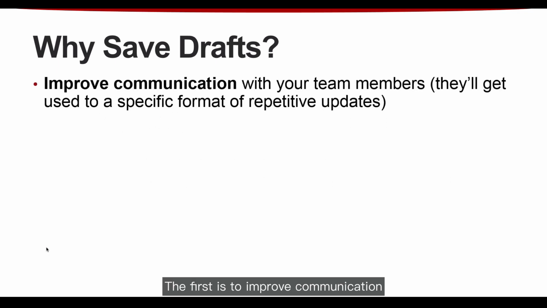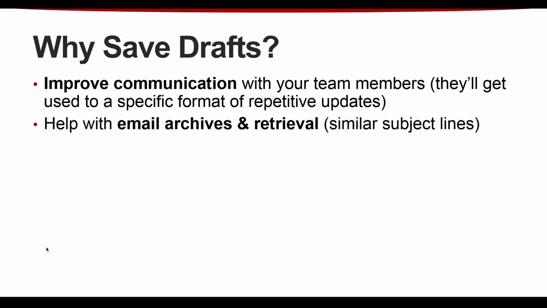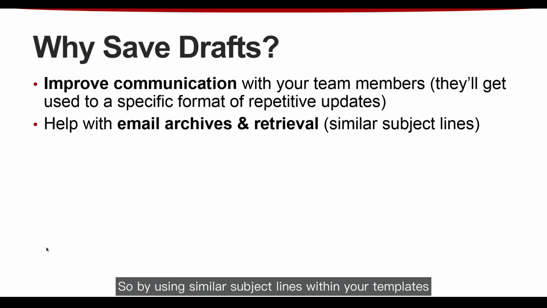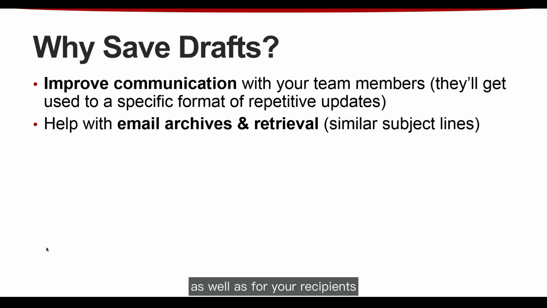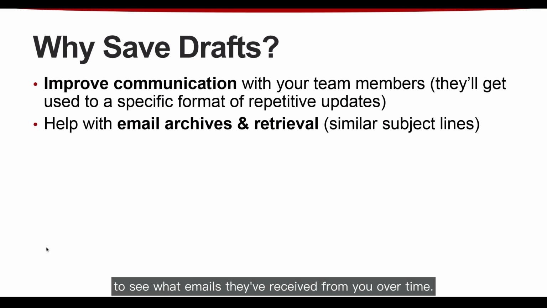The first is to improve communication with your team members, and that's because they'll get used to a specific format of repetitive updates and they'll know where to look for specific information. The second is that they help with email archives and retrieval. By using similar subject lines within your templates, it's going to be a lot easier for you to search through your sent mailbox to see what specific emails you have sent out, as well as for your recipients to see what emails they've received from you over time.